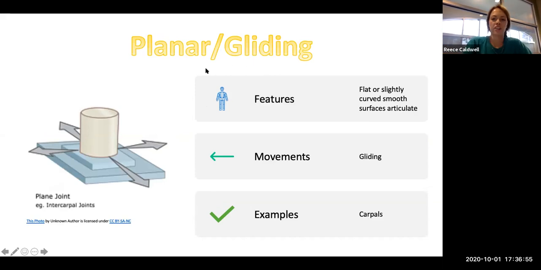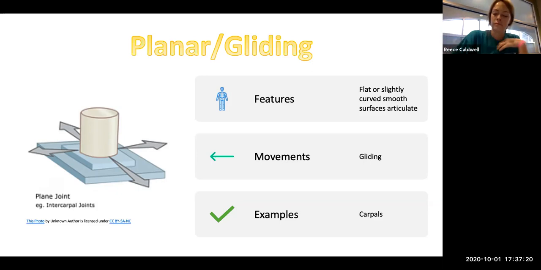Now we'll look at planar and gliding. So the movement here would be gliding. And we would see these in the carpals and the tarsals of the ankle, the carpals of the wrist. These bones, as you move your wrist around, kind of just glide around. They don't pivot or anything like that. They kind of just softly glide around over each other, things like that.